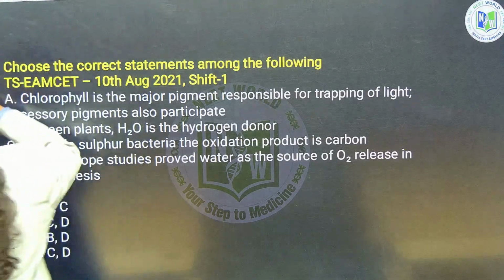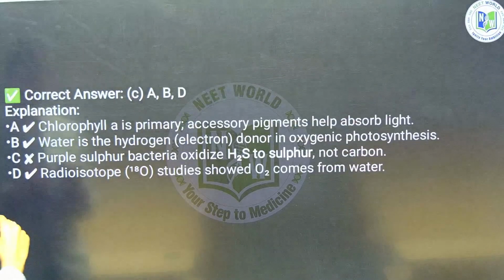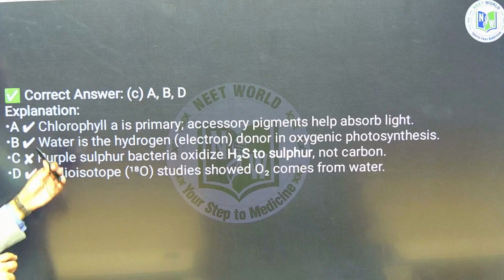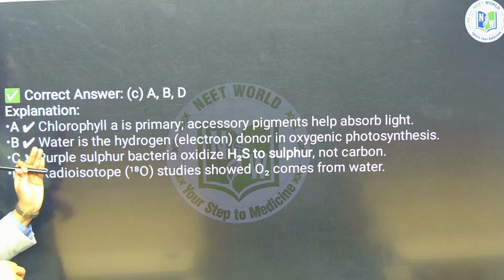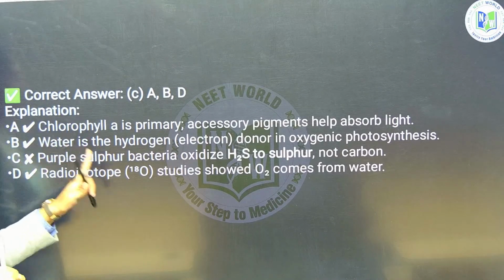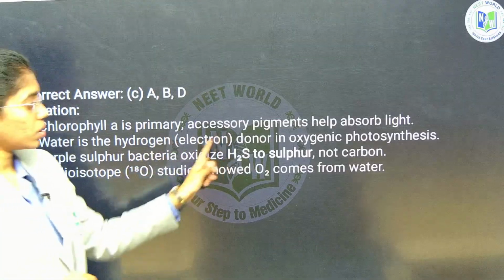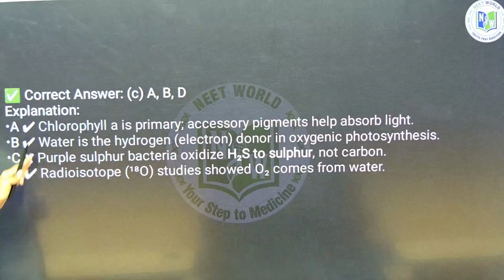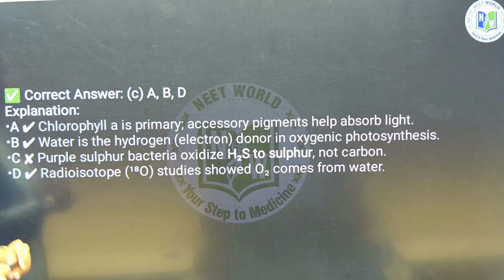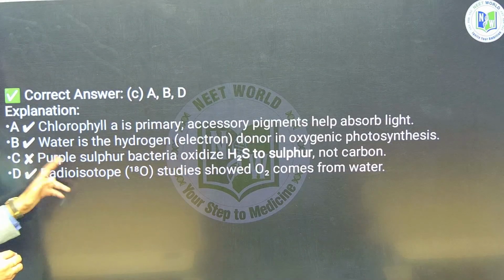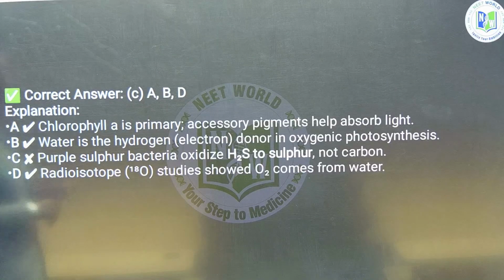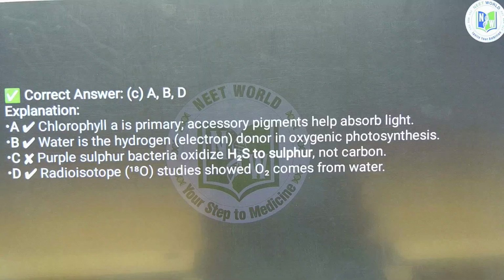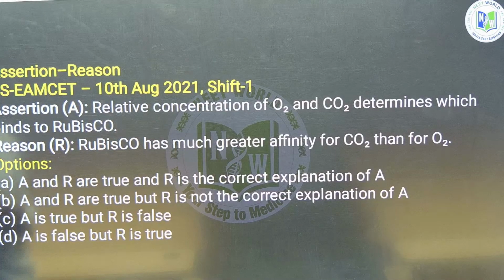Next. Chlorophyll a is the primary pigment and accessory pigments also help. Water is the hydrogen or electron donor in oxygenic photosynthesis. Both terms will be correct, hydrogen donor or electron donor. Purple sulfur bacteria oxidize H2S to sulfur, not carbon. Radioactive isotope studies showed that oxygen comes from water. Next question.